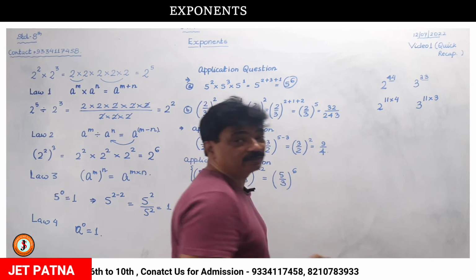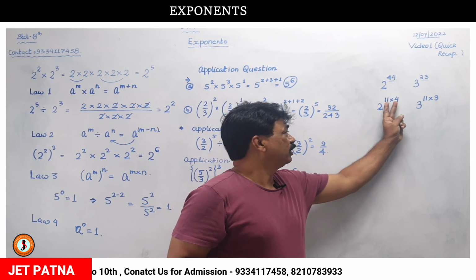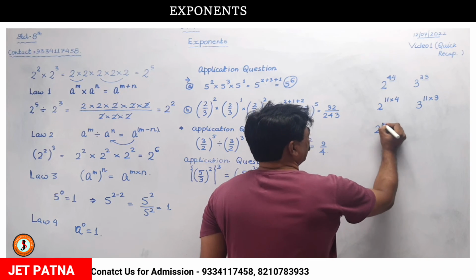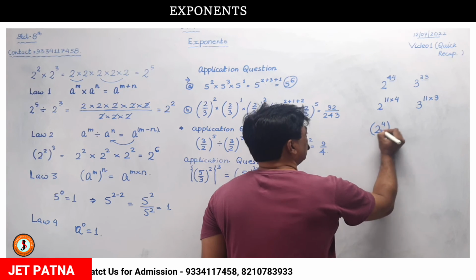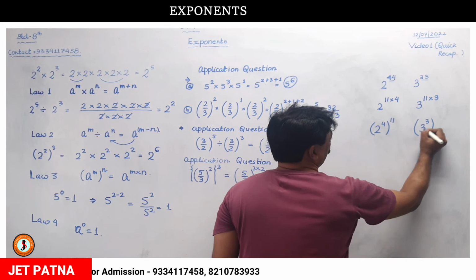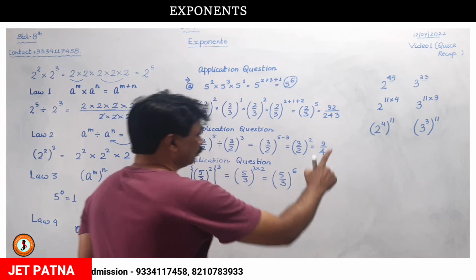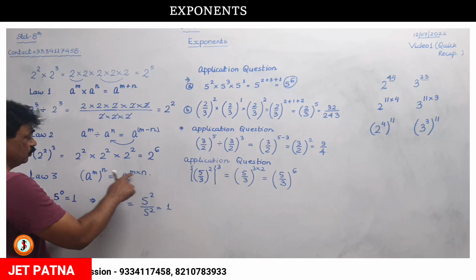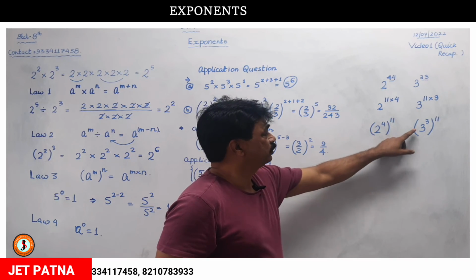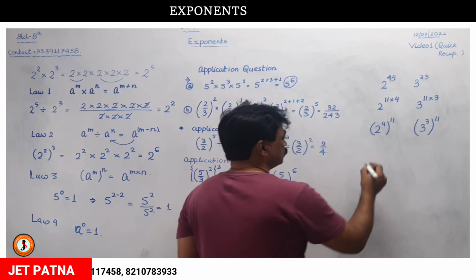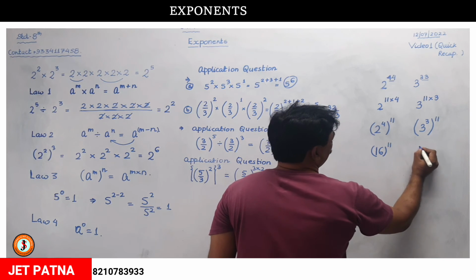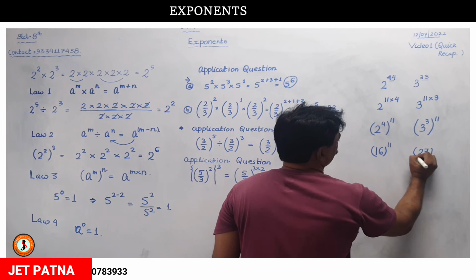Now here only smart kids will know what this means. a to the power m into n will become a to the power m, to the power n, and also a to the power n, to the power m. Have a look, how did I use the reverse. So 11 into 4 can be written as 2 to the power 4, to the power 11, and 3 to the power 3, to the power 11. Now 2 to the power 4 is 16, so 16 to the power 11 and 27 to the power 11.